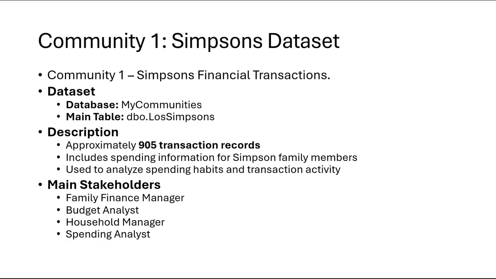Now I will explain my first community: the Simpsons finance financial transaction dataset. The database in my community has a main table, the view of Simpsons, and it includes information about family members, transaction description, and debit amounts. It has approximately 905 transaction records. The main stakeholders are the family finance manager, the budget analyst, the household manager, and the spending analyst.